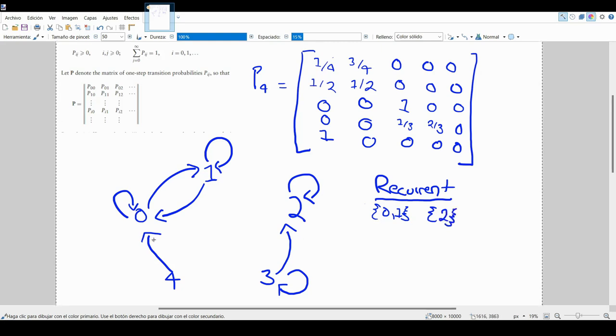However, if we look at 3 and 4, 4, when it leaves, it goes to 0, and there is no directed path back to it. So 4 will be a transient class, and 3, when it leaves, it goes to 2, and there is no directed path back to it. So we can note that 3 is also a transient class, and we have now completed this problem.